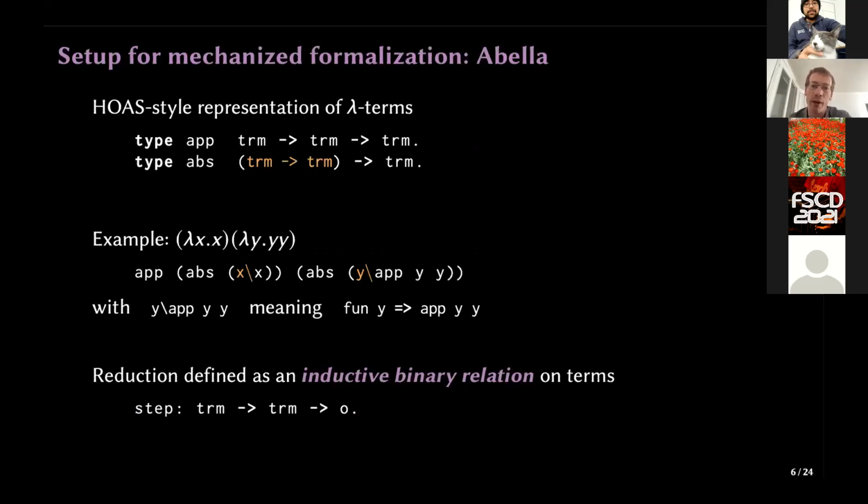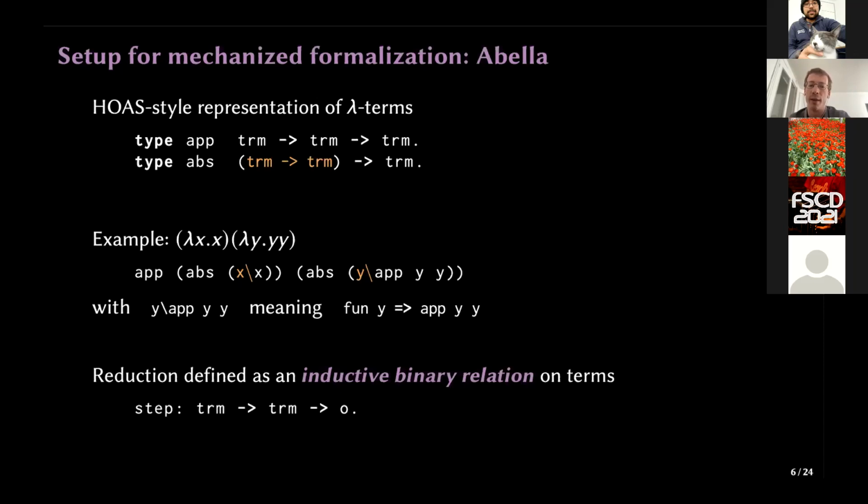Last preliminary words on the mechanized formalization. In this work, we use the proof assistant Abella, which is built on a nominal logic to ease reasoning on terms with binders. So we can define a type of terms here representing lambda terms and provide constructors for building lambda terms. So here I have two constructors: app, which takes two terms as parameters and produces an application term, and abs, which produces an abstraction term, taking as parameter a function from terms to terms. So with these constructs, we can build some lambda terms, as given in the example here.